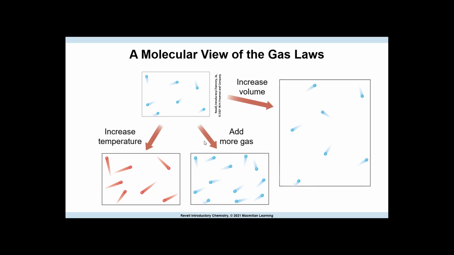1. How does the pressure change if the temperature of the gas increases? At higher temperatures, the particles move faster. Faster moving particles strike their surroundings with more force, exerting more pressure. On the other hand, if the temperature decreases, the pressure drops.